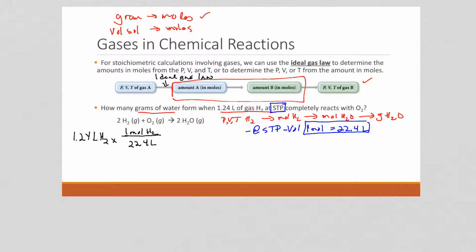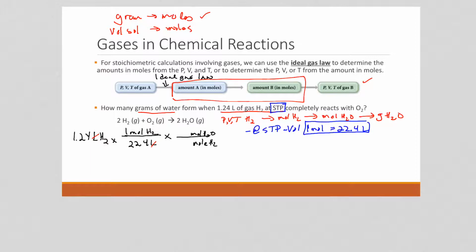So now we have a way that I can get to moles just using the 22.4 liters. Now, the key to remember is this is only useful if we're at STP conditions, standard temperature and pressure. So now that we have moles of hydrogen, we can continue on with the rest of our stoichiometry. And so now we need to move to moles of water from moles of hydrogen.